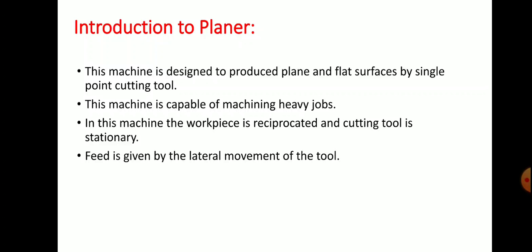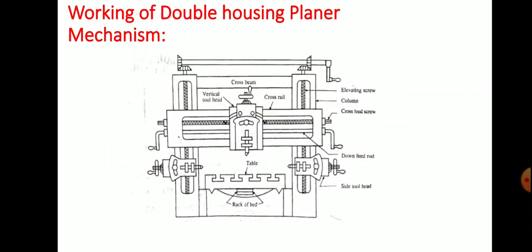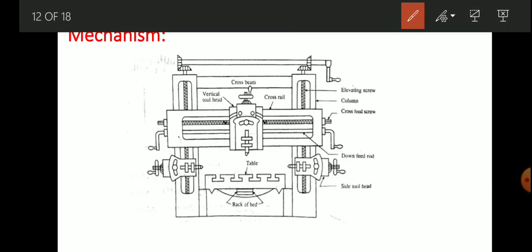Now let us see the working of double housing or standard planar. Here we can see a simple sketch of the double housing planar mechanism. Firstly, it consists of a bed onto which a table is placed. On the table a workpiece is held firmly.